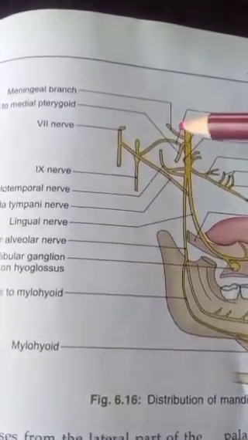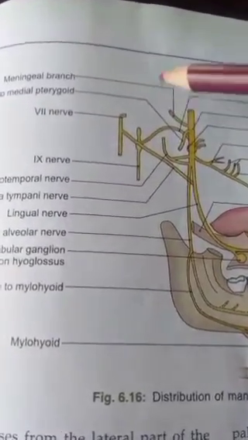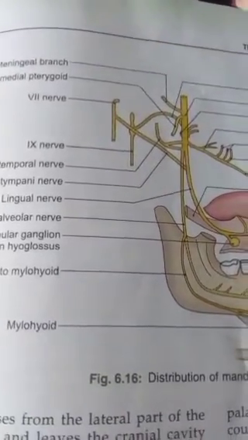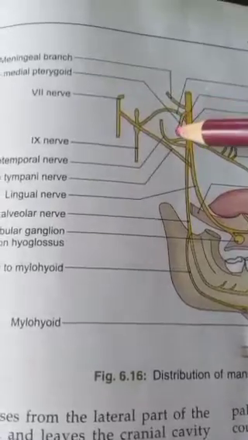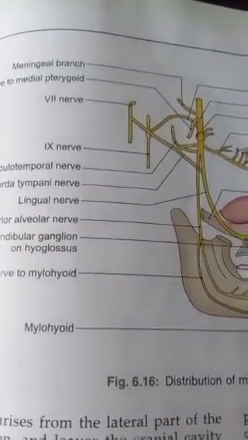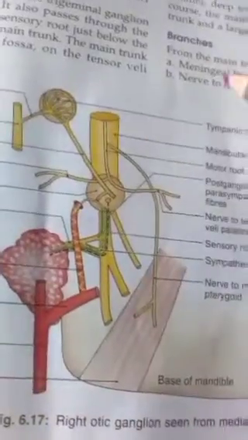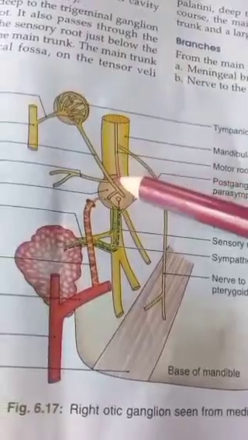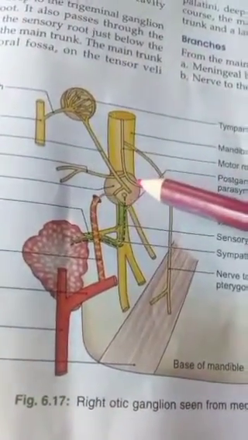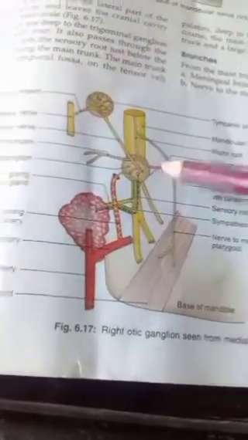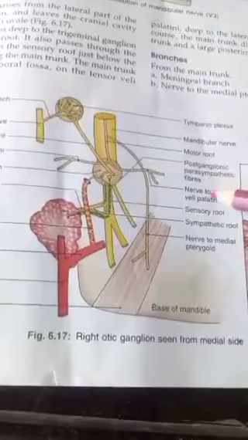The meningeal branch enters the skull through the foramen spinosum and supplies the dura mater of the middle cranial fossa. The nerve to medial pterygoid supplies the medial pterygoid muscle from its deep surface. It also gives the motor root to the otic ganglion, which passes through the ganglion without relay and supplies the tensor tympani and tensor veli palatini muscles.